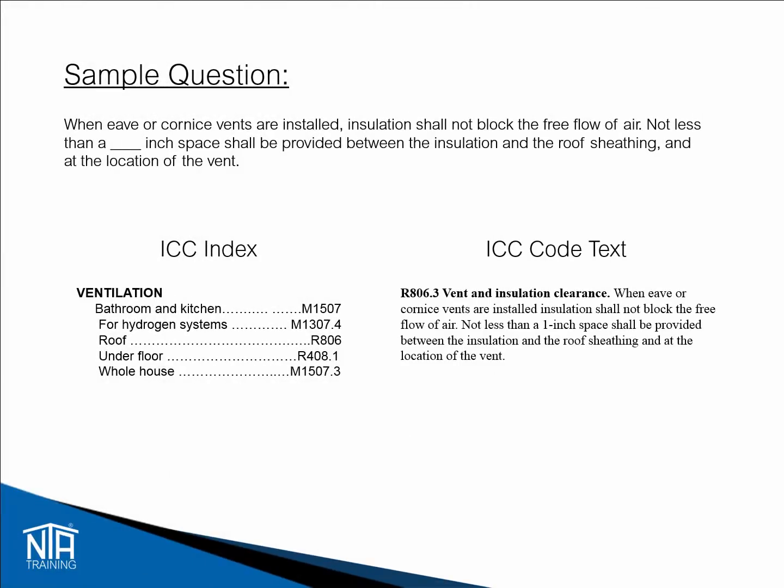When eave or cornice vents are installed, insulation shall not block the free flow of air. Not less than a blank inch space shall be provided between the insulation and the roof sheathing and at the location of the vent. This question is asking how much free space is needed between roof sheathing and insulation to allow for free airflow for roof ventilation. The best keyword choice here would be ventilation, which lists section R806 for roof ventilation. Once you have located section R806, use other keywords within the question, such as vent or insulation, and skim the text. You will find section R806.3, vent and insulation clearance, which tells you that the answer is 1.